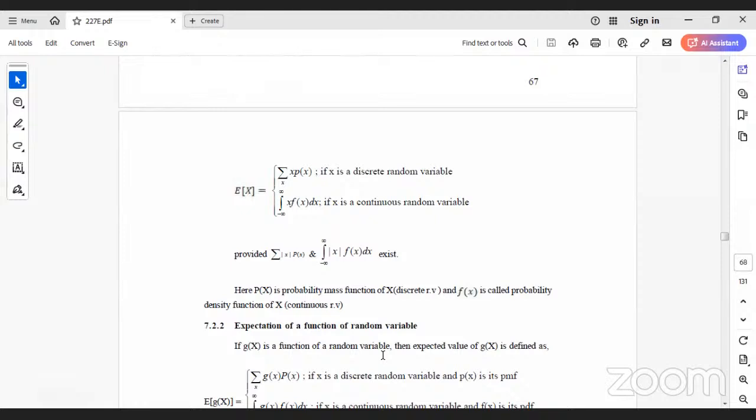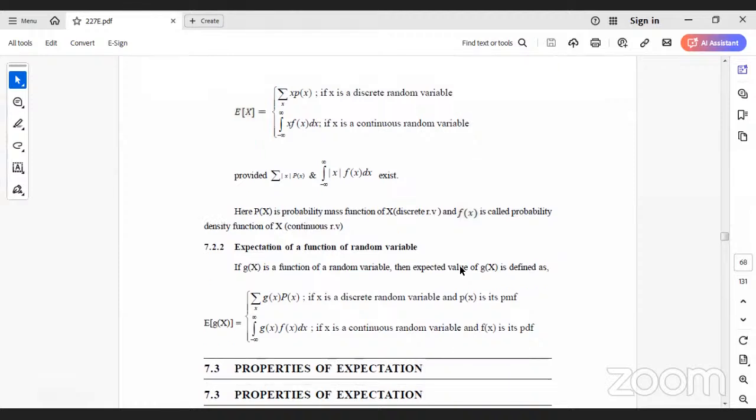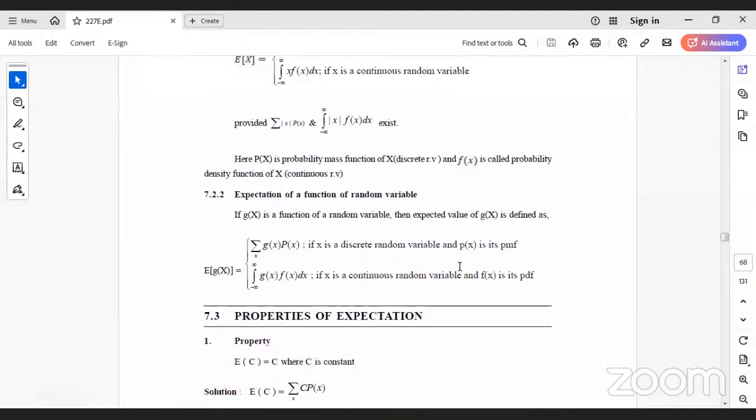It is provided that summation of modulus of x p of x, and integration from minus infinity to infinity of modulus of x f of x dx, should exist. The modulus of x means even if x is negative, we take the positive value. That should exist here only. Here p of x is the probability mass function when x is a discrete random variable. F of x is called the probability density function when x is a continuous random variable.